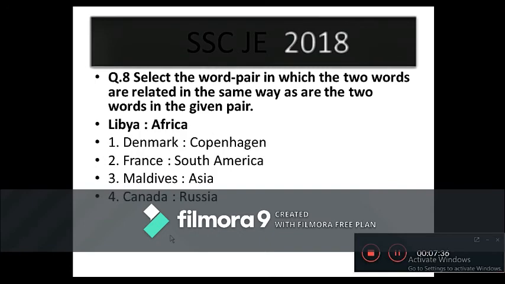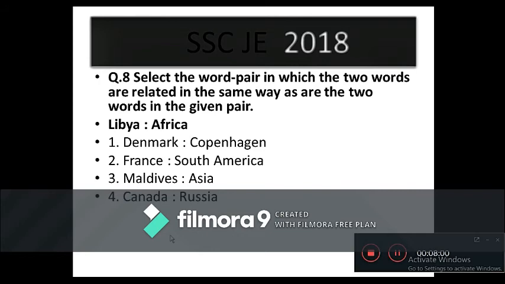Question number 8. Select the word pair in which the two words are related in the same way as the two words in the given pair. First of all, we have to see the question. Libya and Africa. Libya is a country and Africa is a continent. Denmark, Copenhagen are not a match. France and South America. France is a country, but France is in Europe. South America is a continent.